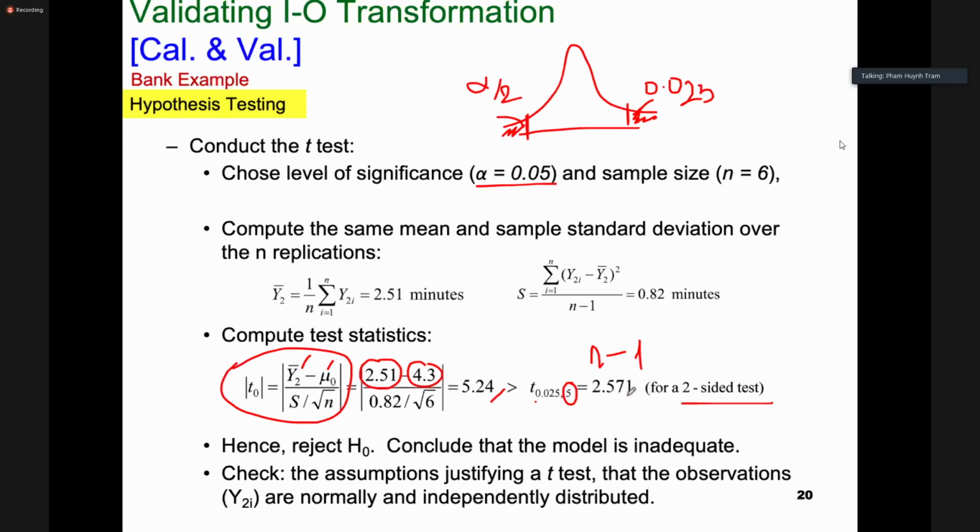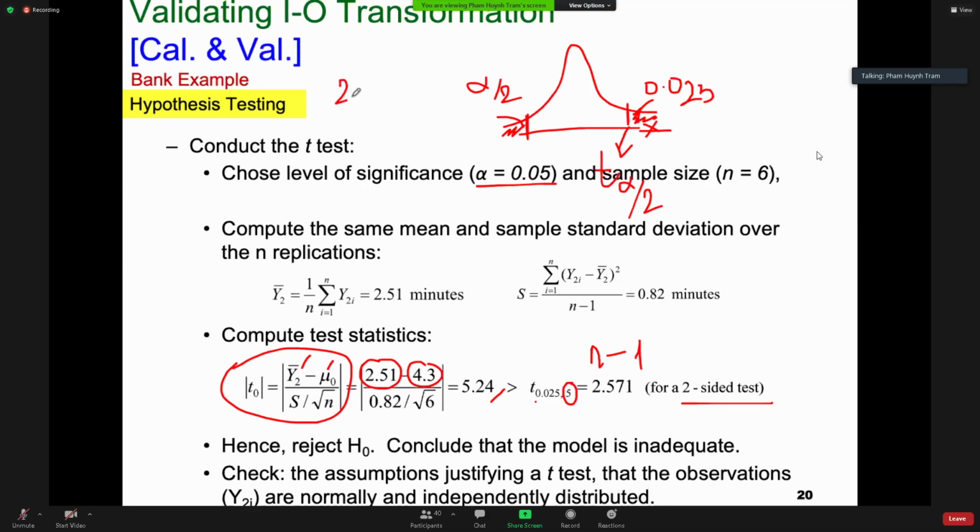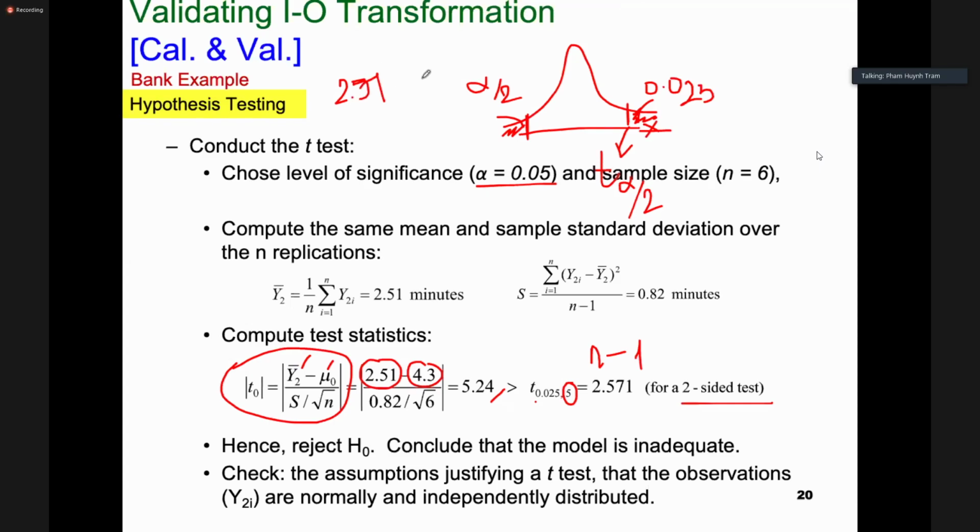We get 5.24 larger than 2.571. You can think of this as our critical value, t alpha divided by 2. And our test statistic is larger than this one. This is our test statistic, it's 5 or something. It's found in the rejection region. Okay, then our conclusion would be that the output from our model, 2.51, is significantly statistically different from 4.3. We already considered the randomness from the statistical point of view, and we confirm that 2.51 is significantly statistically different from 4.3.